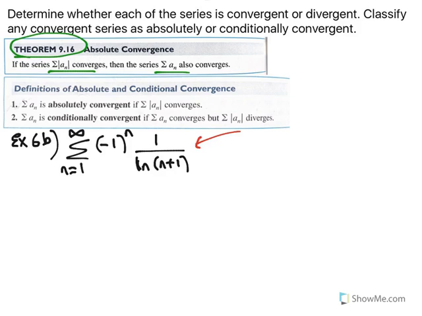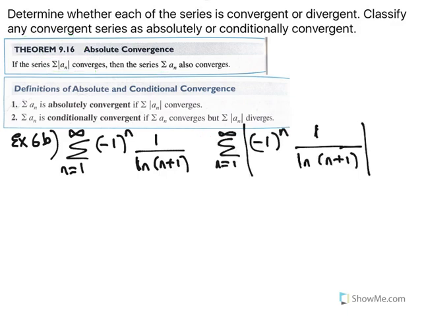But if the corresponding absolute value series diverges, then we do have to go back to the original sine series and see if it converges, because it might be conditionally convergent. So let's begin by looking at the corresponding absolute value series. So what we know is that for n greater than or equal to 1, natural log of n plus 1 will be positive.